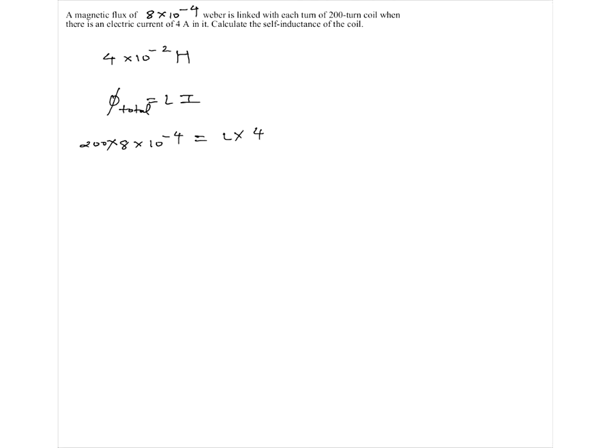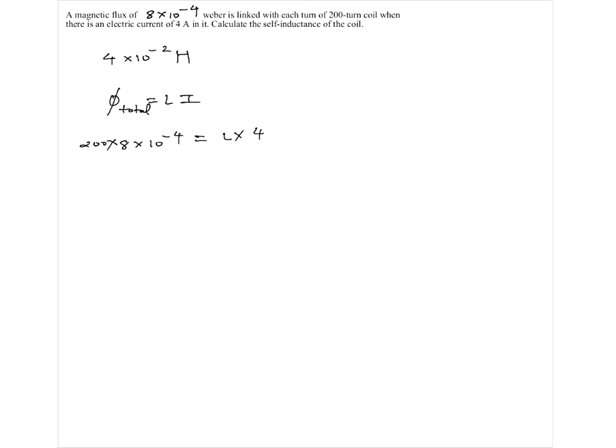A magnetic flux of 8 into 10 to the power minus 4 Weber is linked with each turn of a 200 turn coil. So for the 200 turn coil, it will be 200 times that. When there is an electric current of 4 amperes in it, calculate the self-inductance of the coil. Formula based question.